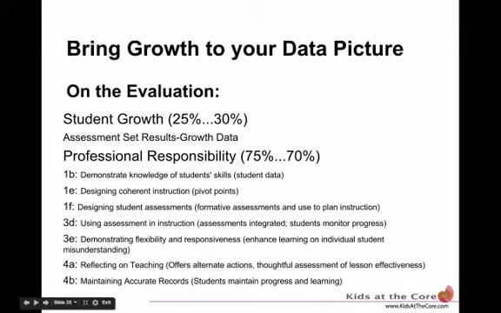In the professional responsibility section, we're looking at 75 or 70% at maximum, made up of different areas of teacher reflectiveness: using your assessment in the instruction, reflecting on what needs the students have and being responsive to student need, and designing coherent instruction around student understanding. This portion of the evaluation, which typically is a part of the teacher's portfolio or the discussion with the evaluator, can really hinge on having high quality data from quality assessments.